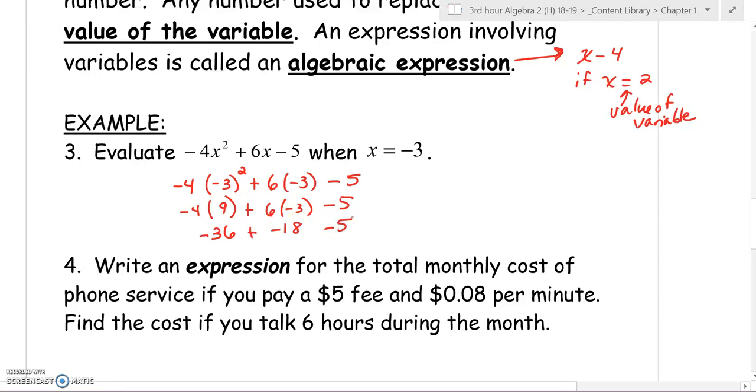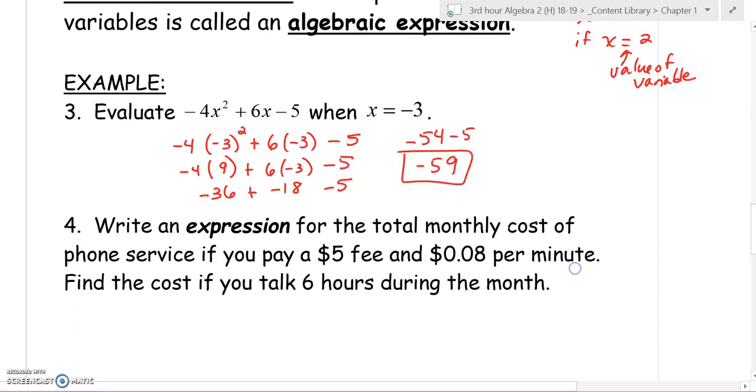And now I just have addition and subtraction from left to right. So I see negative 36 plus negative 18 is negative 54. And negative 54 minus 5 is negative 59. So we evaluated the expression. We found the value of the expression.